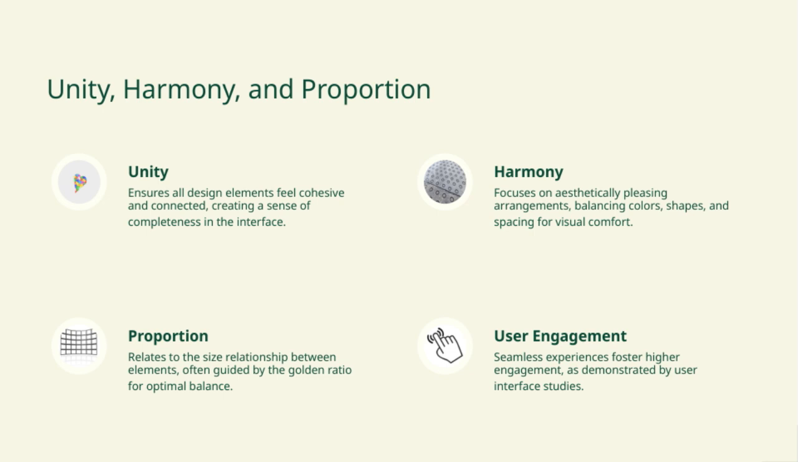Moving on to the concept of proportion, this relates to the size relationship between different elements on a screen. When we get this right, it creates a sense of balance and harmony. Often, designers refer to the golden ratio, which is considered an optimal proportion for achieving visual appeal and balance.